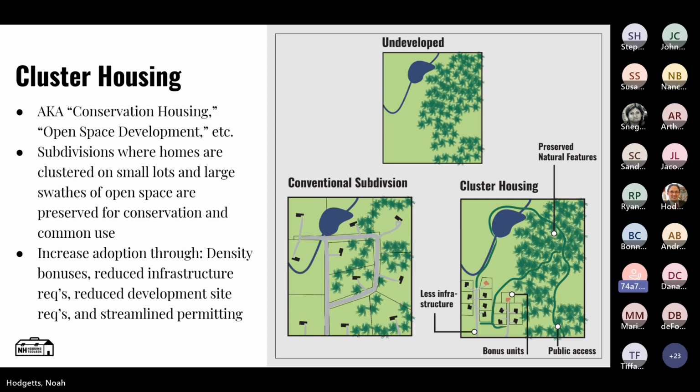Now, there are some elements of these laws that make some more successful than others in terms of their adoption by actual landowners and developers. Certainly, reduced infrastructure requirements help. But then there's also things like density bonuses for, say, good design or some measure of affordability. There's reduced development site requirements. So if it's 25 acres versus 10 acres, there's going to be more opportunities to do this sort of development. And then permitting in such a way that it can be more streamlined.